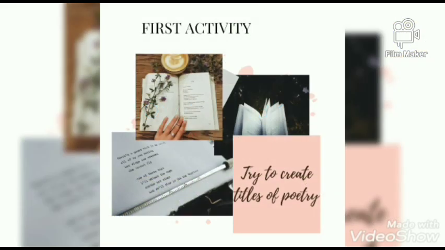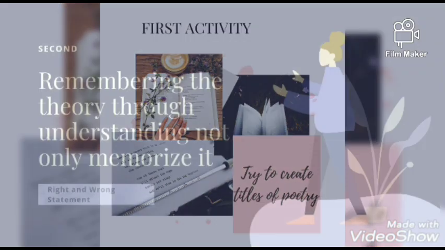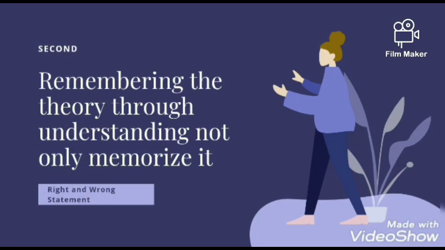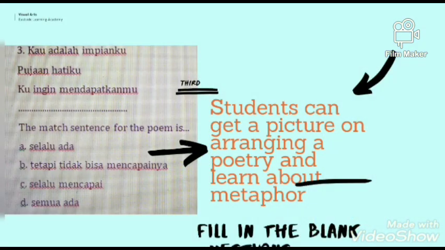So, the first activity is that the students are going to create several titles of poetry that aim to make the students more creative and get used to arranging a good and unique title. Second, right and wrong statement. Through this exercise, indirectly, the students are going to remember rules or ways to prepare themselves when they're going to make a poetry, so they don't need to memorize the theory that's given, but they can understand it with their own concept or sentences in their mind.